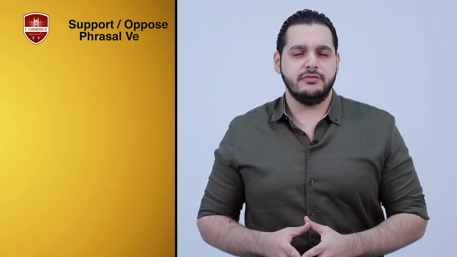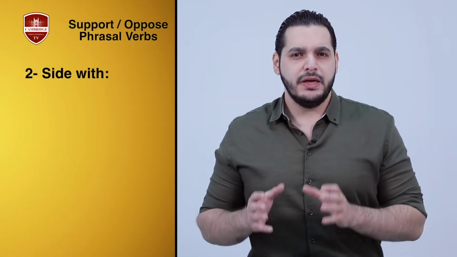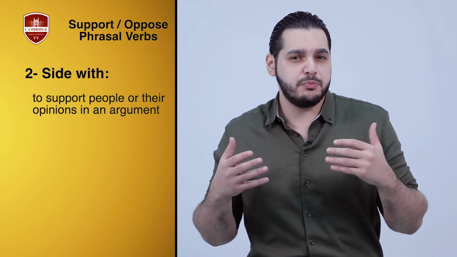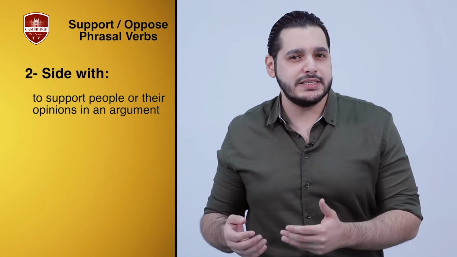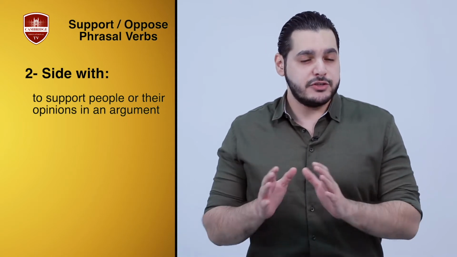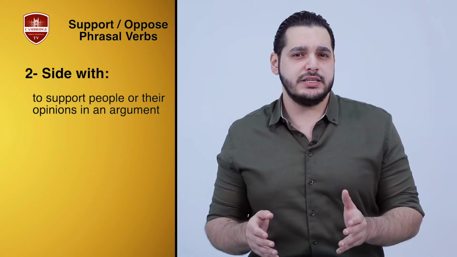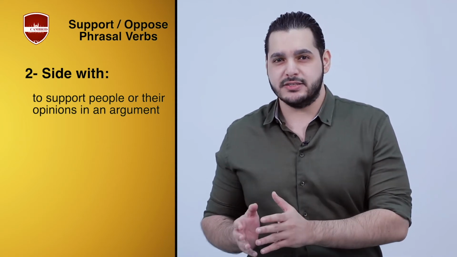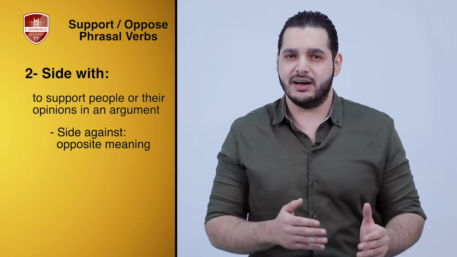The second phrasal verb is side with. This phrasal verb is used to show that you support someone or you support a group of people or their ideas in an argument. If you don't want to support a person or their ideas in an argument, then you can simply replace the word with the word against, and you will have the phrasal verb side against, which has the opposite meaning. Let's have some examples.